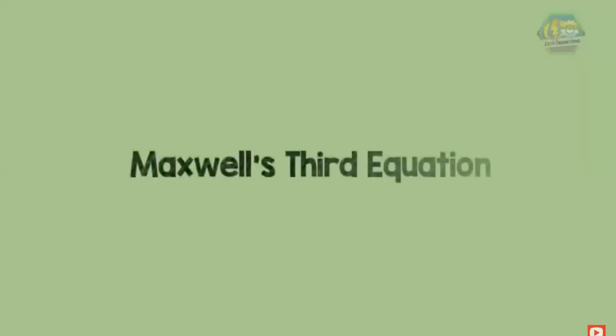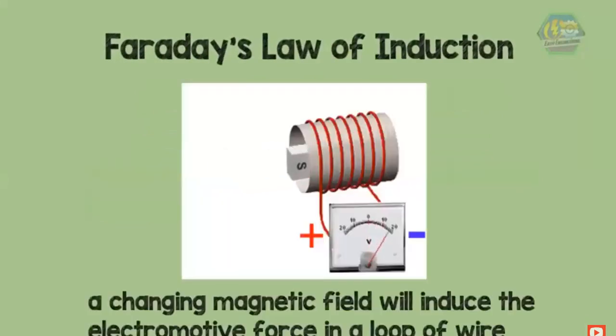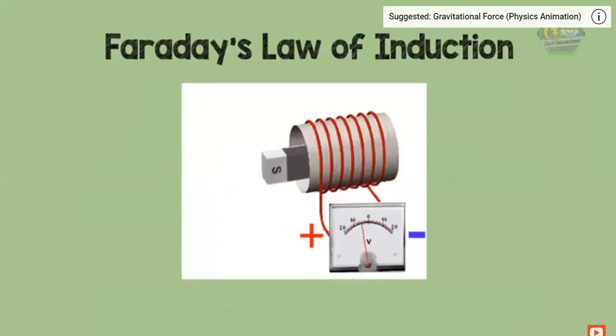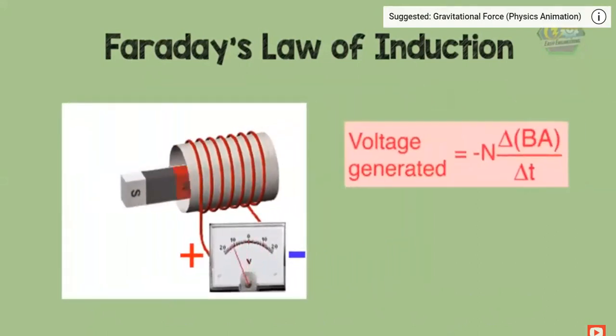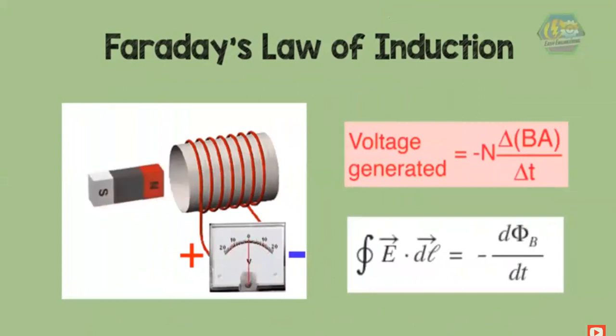Now let's move on to the third equation. Maxwell's third equation doesn't have anything to do with Gauss law. Instead, it's Faraday's law, but just slightly different. As you can recall, Faraday's law of induction says that a changing magnetic field will induce the electromotive force in a loop of wire. Maxwell's version is a more general, simplifying Faraday's law to show the value of that induced EMF. It says that EMF is equal to the line integral of the electric field over a closed loop. So with this equation, you can see the connection between a changing magnetic flux and an induced electric field.